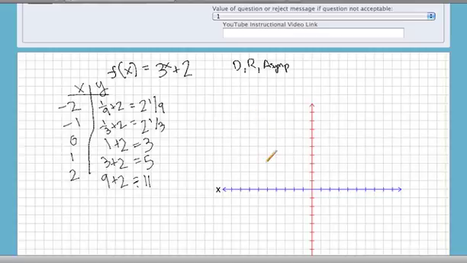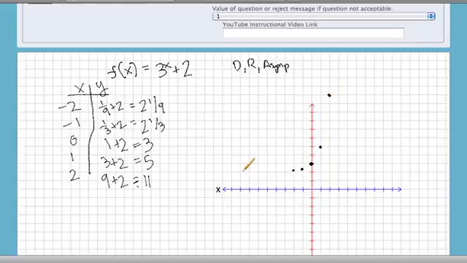Okay, so now we go over here and graph these points. -2, 2 and a ninth, so that's barely above 2. -1, 2 and a third, so we'll say it's right there. 0, 3, so there's our y-intercept. And then 1, 5, right here. And then 2, 11, so 6, 7, 8, 9, 10, 11, spot right there.